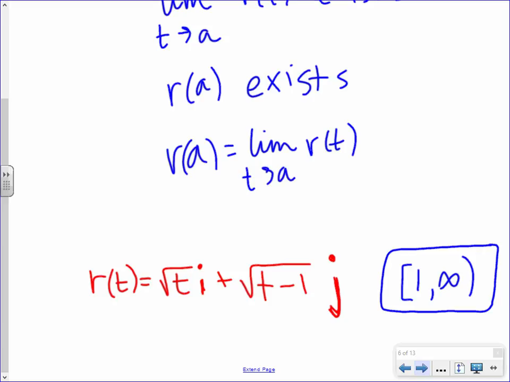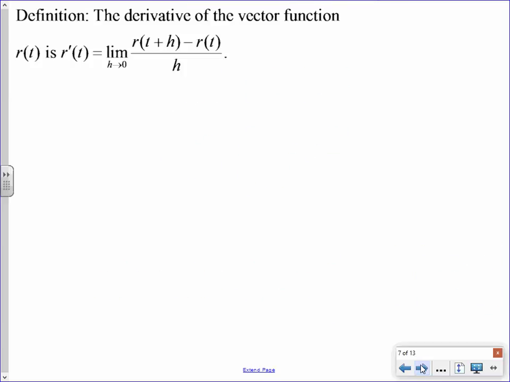Excellent. Now for the fun stuff. What comes after continuity? Derivatives. Okay, so this should look familiar to you, right? The derivative is the limit of the difference quotient. Okay, so we are going to do a general limit of the difference quotient to come up with how we really take the derivative. Okay.